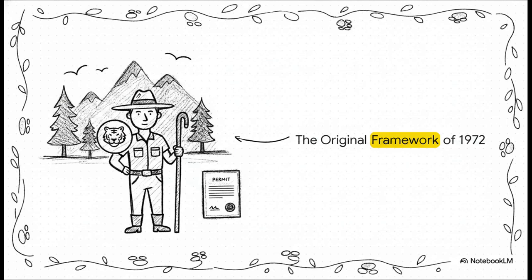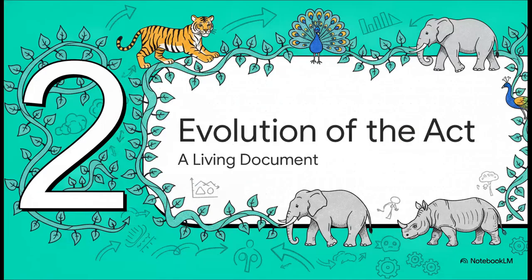And this brilliantly illustrates the original 1972 framework. It established the chief wildlife warden as the ultimate gatekeeper in any given state, managing sanctuaries, enforcing hunting bans, and issuing vital permits. But, get this, a really surprising fact is that the act actually empowers everyday people too. Citizens who help detect wildlife offenses can literally receive a reward of up to 50% of the court-imposed fine. How cool is that?